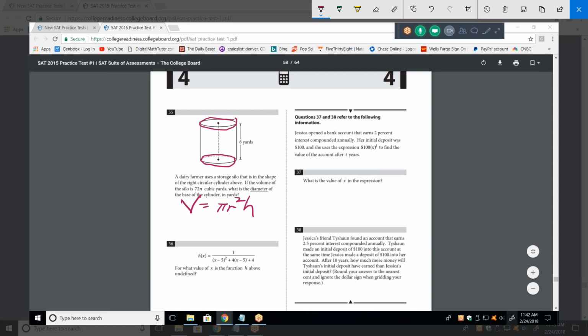Now, they give us the height, so we don't need to represent that with h. We can put in an 8. And they give us the volume. So now I got 72 pi equals pi r squared times 8. Now they ask for the diameter, but what can we solve from this immediately? Solve for r. Yeah. So then the diameter is just twice that. So this really is a problem of solving for the radius.